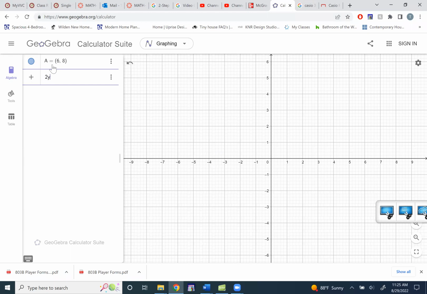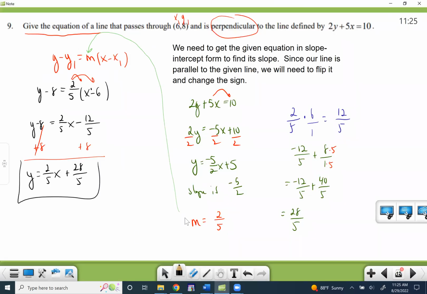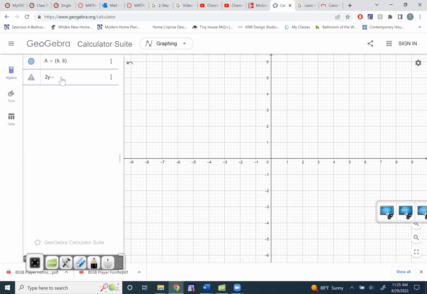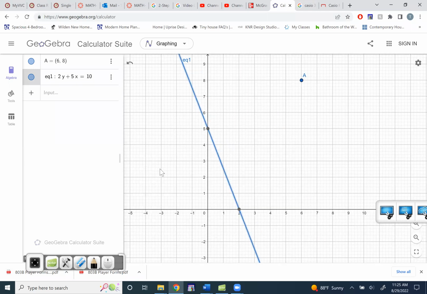And I think it was what, 2y minus, I can't remember you guys. 2y plus 5x equals 10. Okay, 6/8 is kind of off our screen. There it is. Okay, so we want to be perpendicular this time, huh?